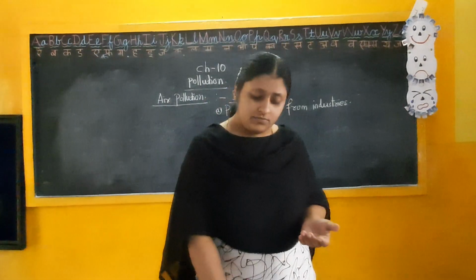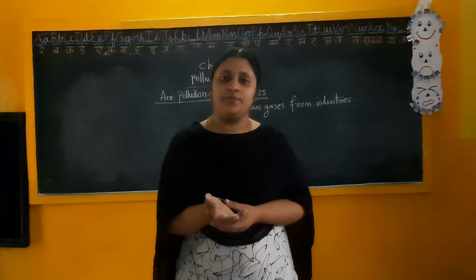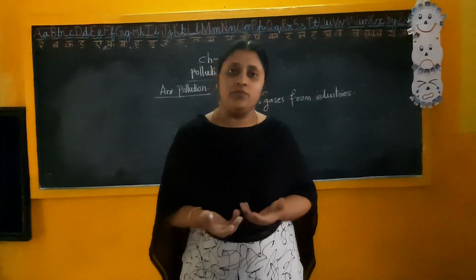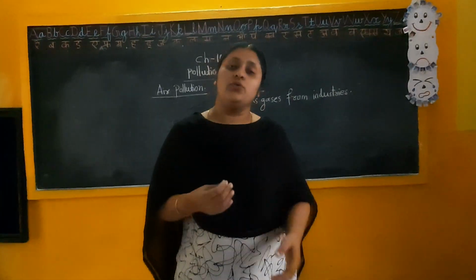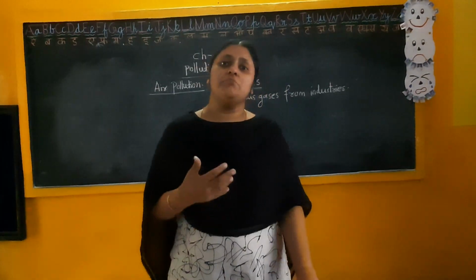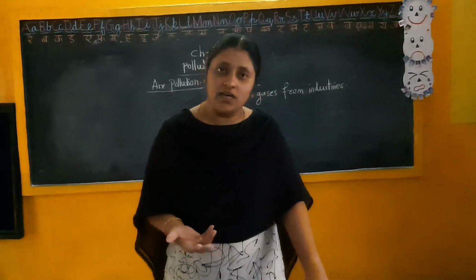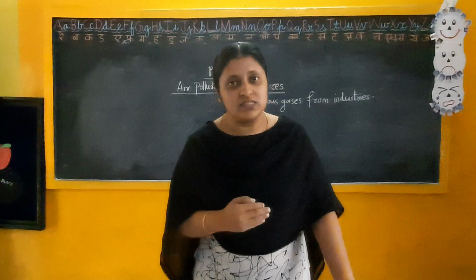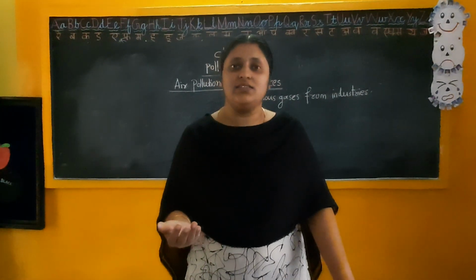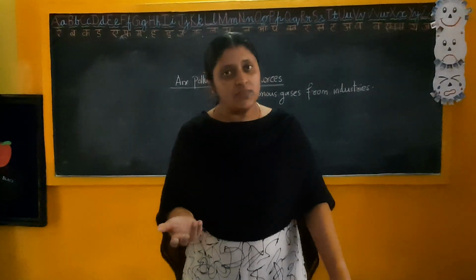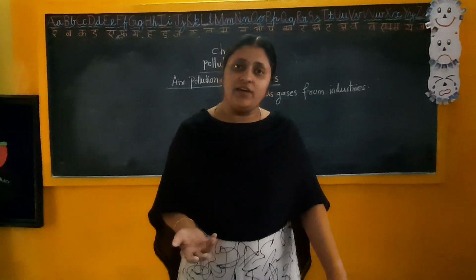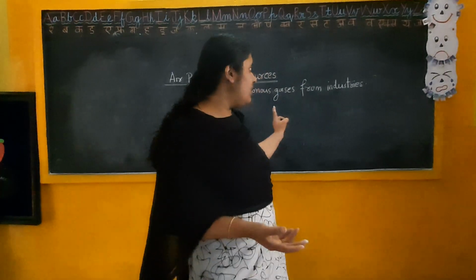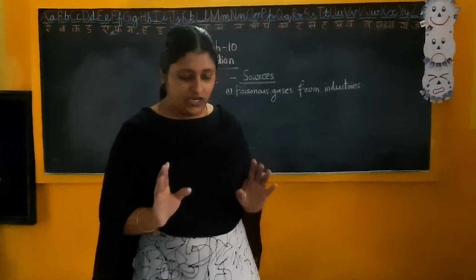So that is the main reason for air pollution. Clear? And how can we prevent this kind of air pollution? The factories and industries must think about how they can reduce the amount of poisonous gases that they are releasing. That is the only way we can prevent this kind of air pollution. So this is the first source of air pollution.